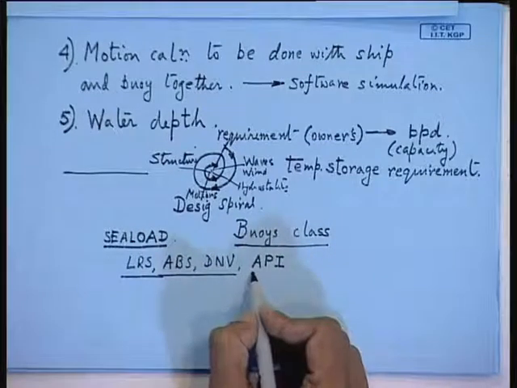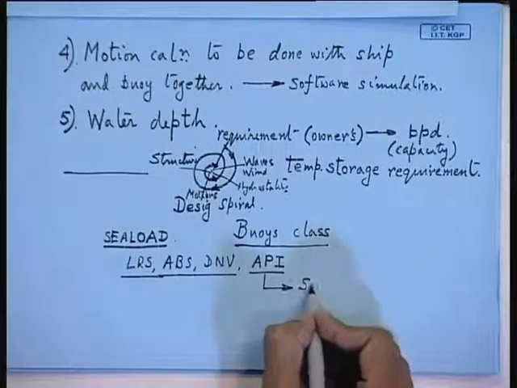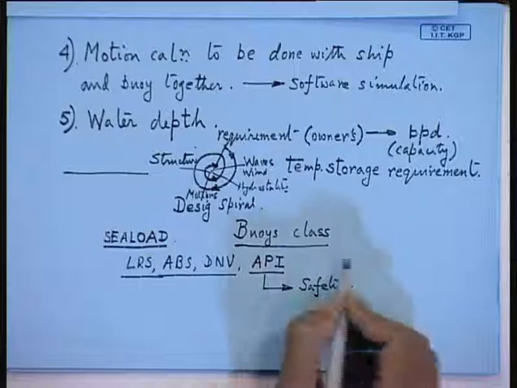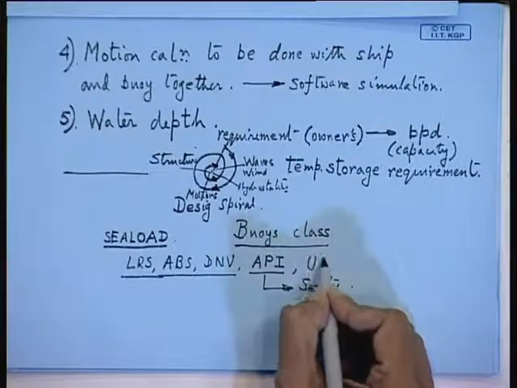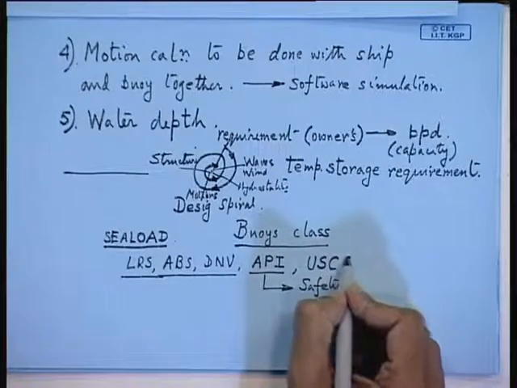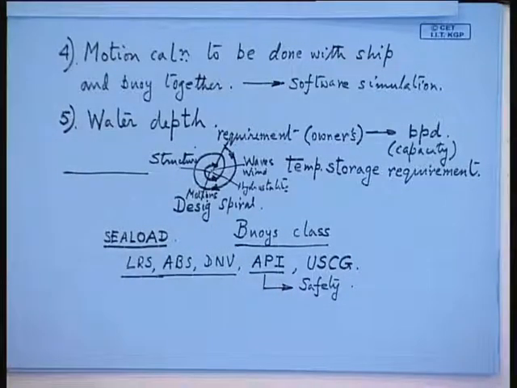The API is actually more concerned with safety. American Petroleum Institute. You may have USCG regulations if it is in the Gulf of Mexico, United States Coast Guard. Because you are dealing with a flammable material, that is oil, there are stringent safety and pollution requirements, especially on the US coast. So, those requirements have to be satisfied.